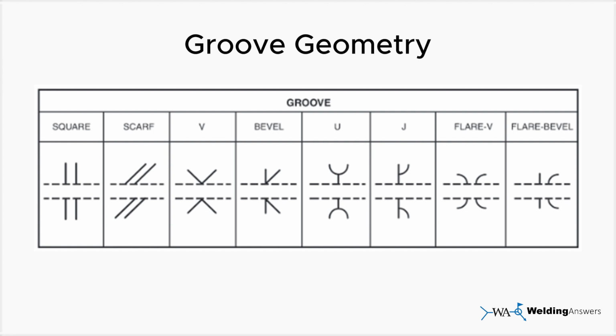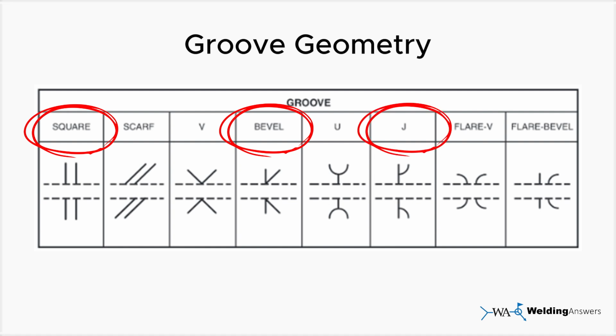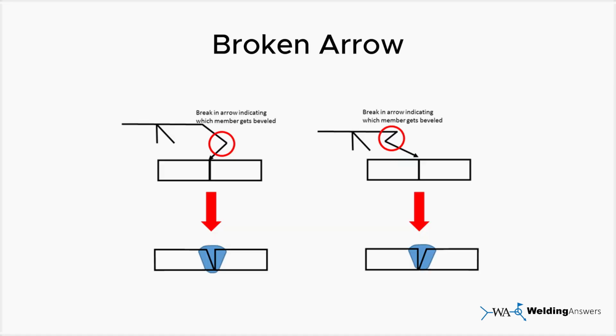Following the same principles as fillet weld symbols, if a groove weld symbol contains a perpendicular line, that line will always be positioned to the left of the symbol. This applies to square, bevel, J, and flare bevel groove welds. These particular welds, with the exception of the square groove, require some form of preparation on one side of the joint. We'll soon see how a broken arrow indicates which side needs this preparation.